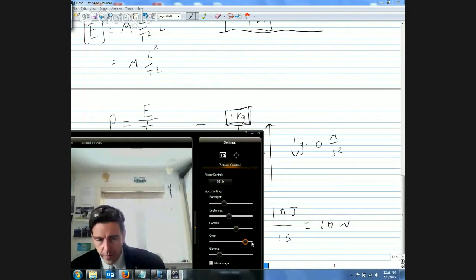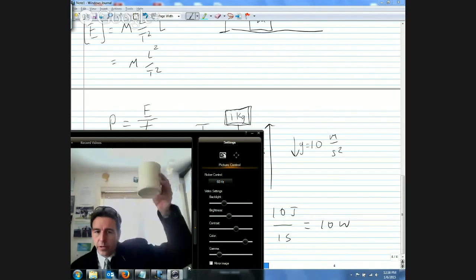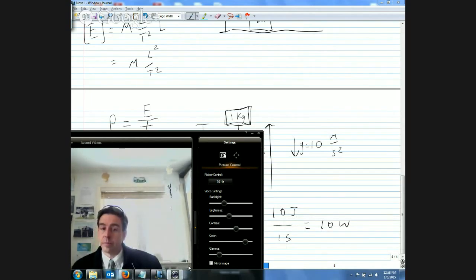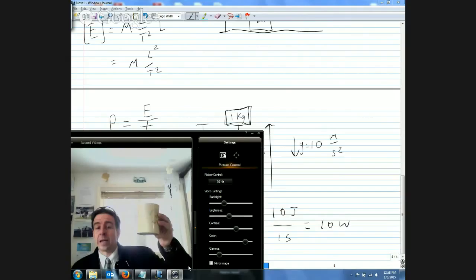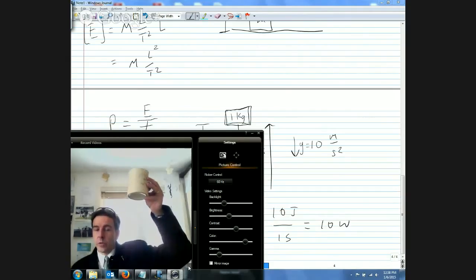Now, what if I were to do this in 1/10 of a second? Well, much quicker. It would be 100 watts of power. If I did it over a much slower amount of time, if it took me 10 seconds to do that 10 joules of energy, it would just be 1 watt.